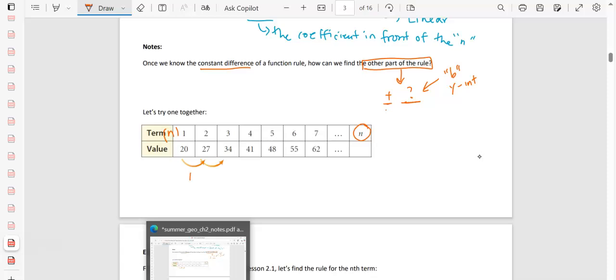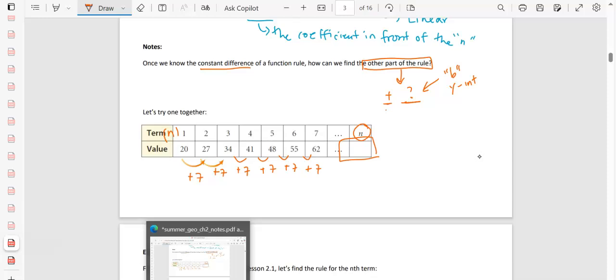So to go from 20 to 27, we add 7. 27 to 34, we add 7. 34 to 41, we add 7. 41 to 48, we add 7. And if we take a look at this, yes, that is something that we keep seeing. So we do have a constant first difference, check. We do have a linear function, check. And now we need to find the nth rule.